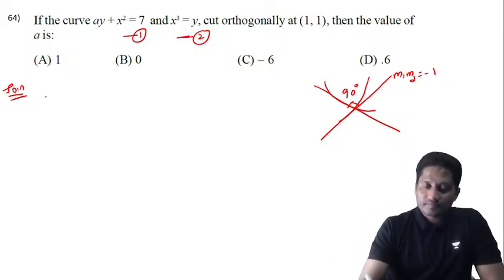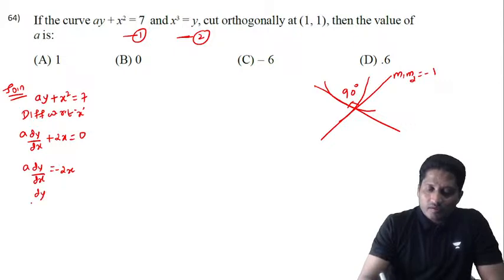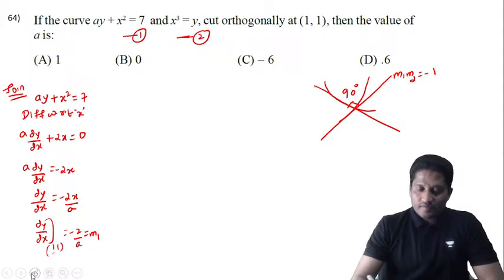When you come on the platform, ay plus x square is equal to 7, right? If I differentiate with respect to x, differentiation of y is dy by dx, differentiation of x square is 2x, and that's equal to 0. A into dy by dx is equal to minus 2x. Now dy by dx is equal to minus 2x by a. Right, now dy by dx at 1 comma 1 will be equal to minus 2 by a, so this is m1.